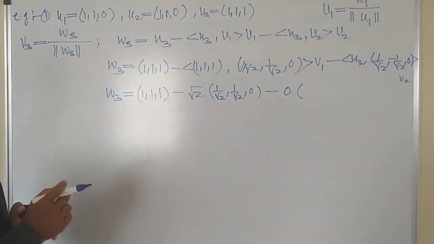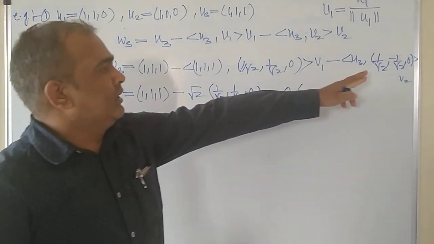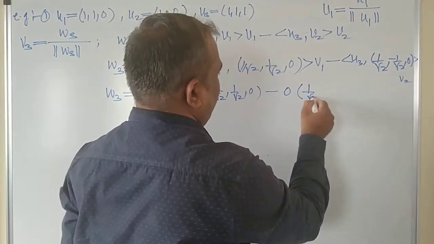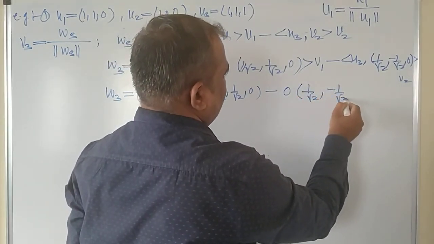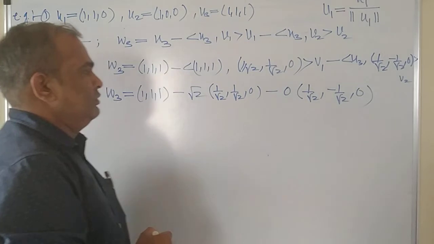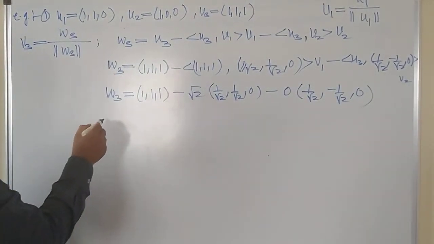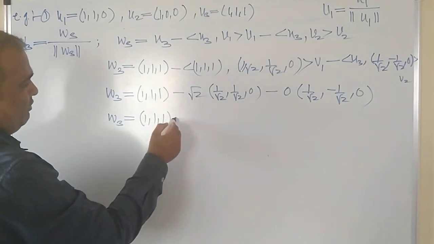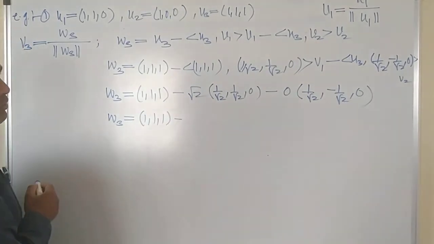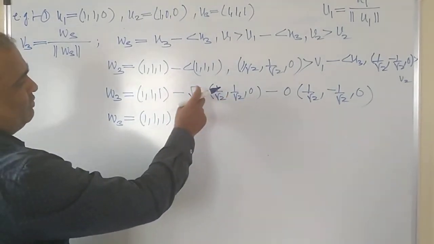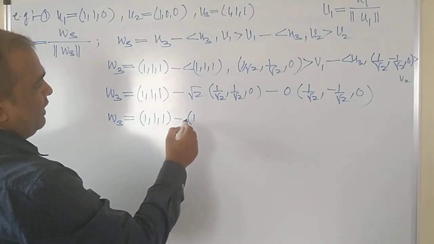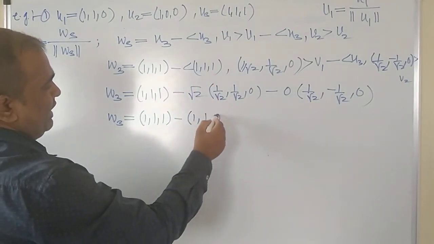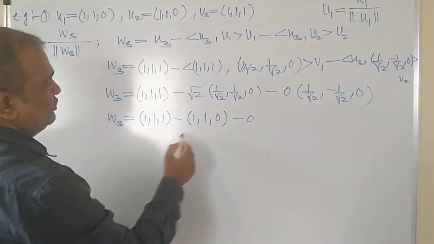V2 is equal to 1 by root 2, minus 1 by root 2 and 0, right? So the third term, of course, you will get 0. So W3 is equal to 1, 1, 1 minus. Now you can multiply by root 2 to this vector. This will give you here 1, here also you will get 1 and 0 minus 0.